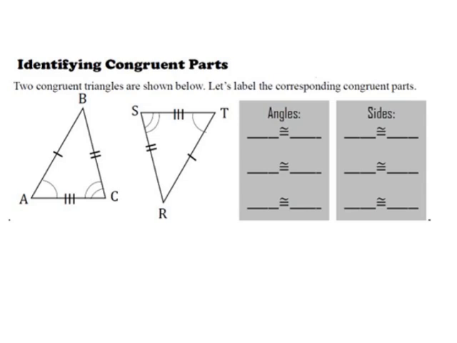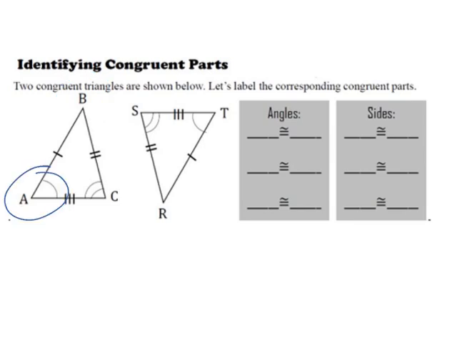Alrighty. So identifying congruent parts. Two congruent triangles are shown below. I see ABC, and the other one would be TRS or STR, however you want to label that. But it does matter. So the two congruent triangles are shown below. Let's label the corresponding congruent parts. So let's look at the angles. We'll take angle A first.